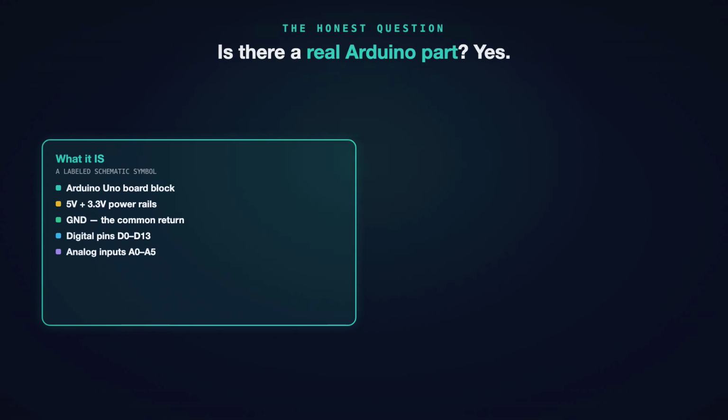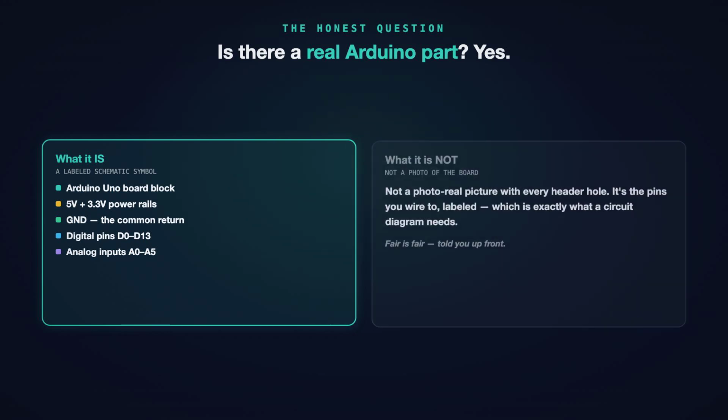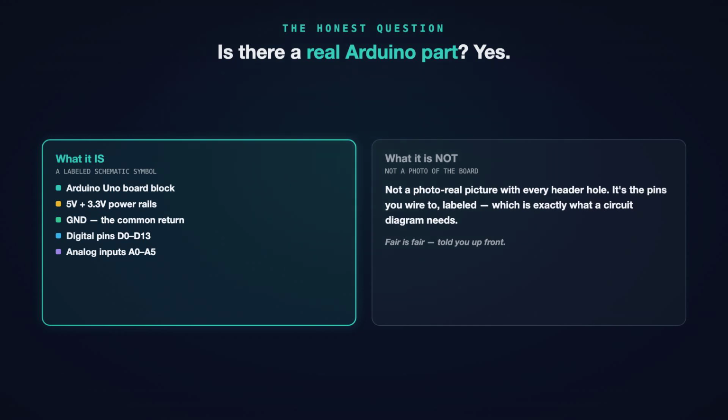So when I say we are drawing an Arduino circuit, there's a genuine Arduino Uno on the canvas, not a generic rectangle with Arduino typed on it. What it is not is a photoreal picture of the board with every header hole. It is a schematic symbol, the pins you wire to labeled, which is exactly what you want in a circuit diagram. Fair is fair, so I'm telling you that up front.